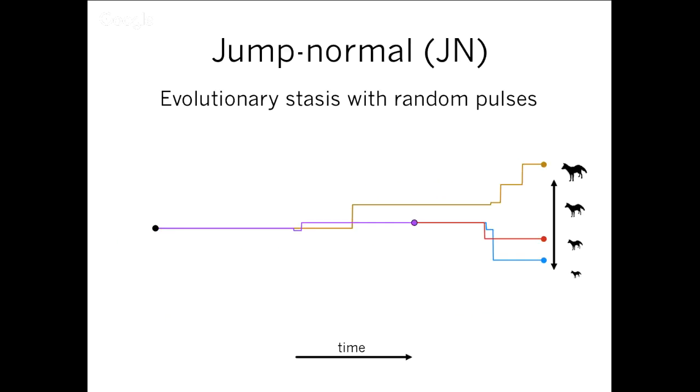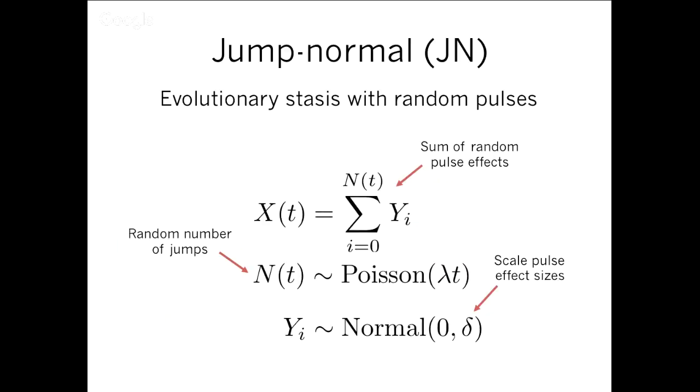There are a few different types of Lévy processes that I'd like to introduce. This first one is called the jump normal process. And it is phenomenologically explaining a pattern of stasis followed by random pulses. How this is built is essentially you have a process X of t, and it's a compound Poisson process, the sum of a random number of independent effects. The number of jumps itself is a function of time. And what that means is that for short time intervals or low rates, you can actually have 0 jumps occurring over a finite amount of time.